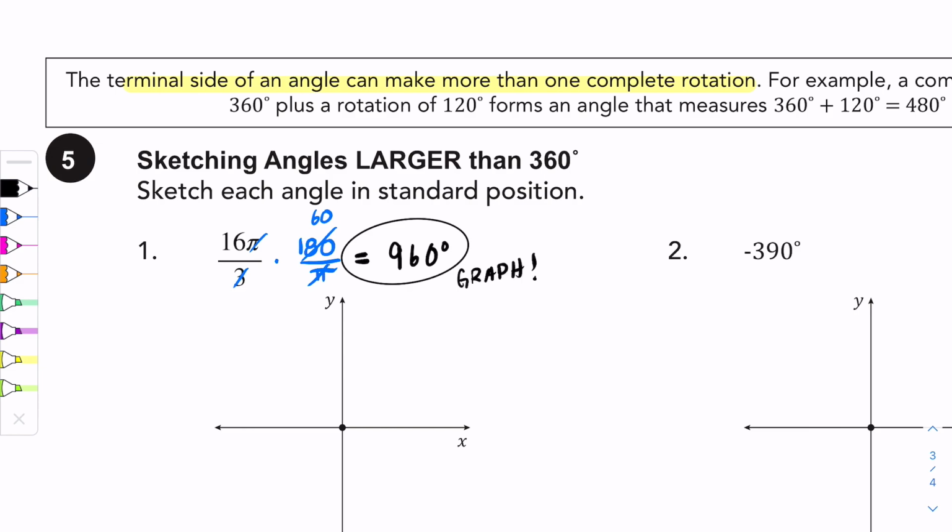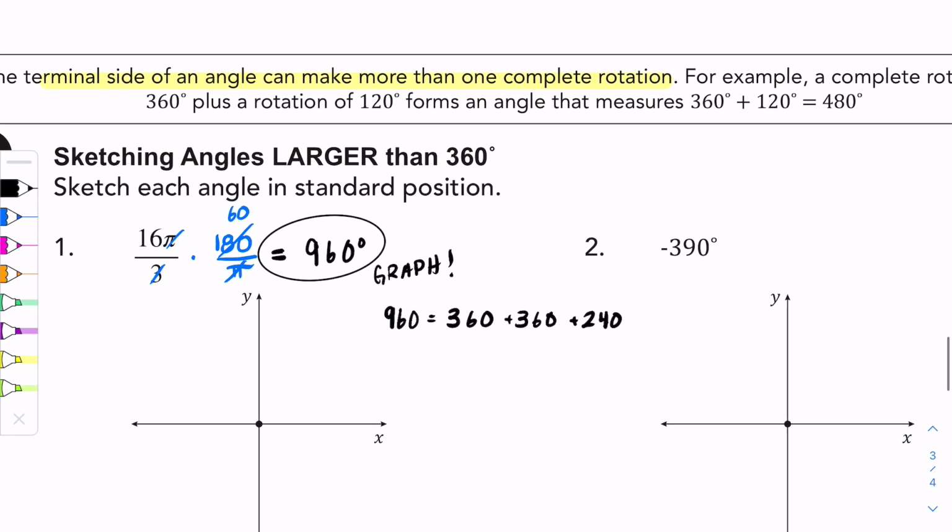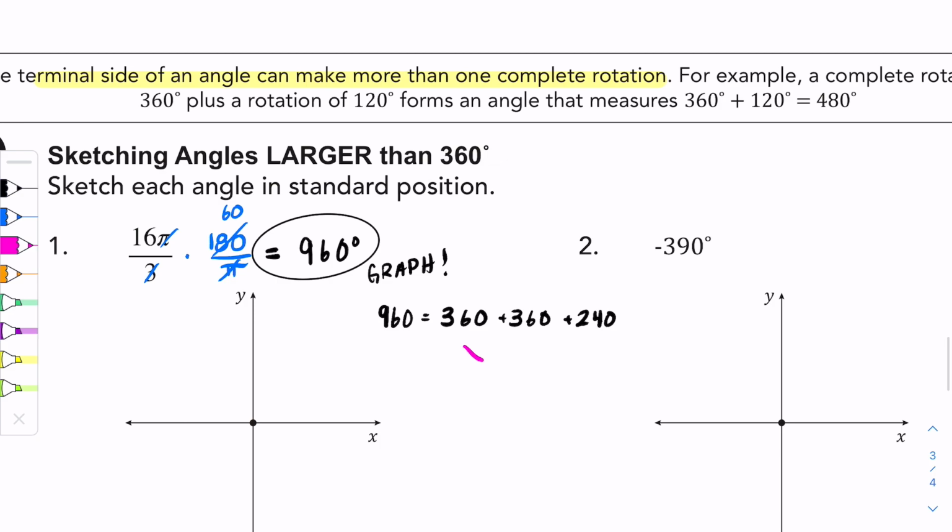So what I like to do is indicate how many full rotations it is. So I'm just going to make a note. 960 is the equivalent of 360 plus 360 again, plus a remaining 240. So here we have 2 full rotations, and then we graph our final answer in the same location as 240.